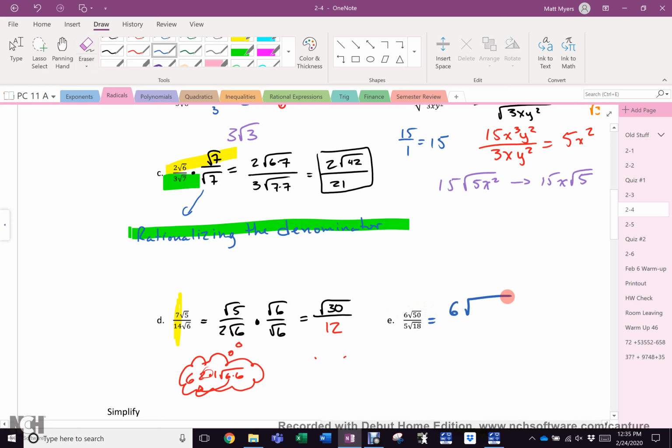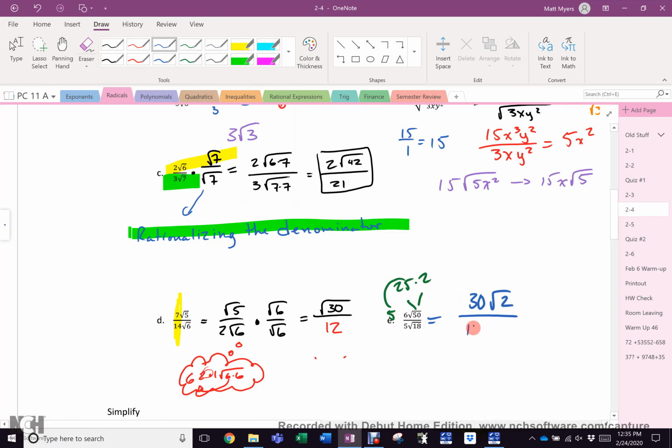6 root what? Oh, sorry. You should be able to do this in your head by now, ladies and gentlemen. 30 root 2. Why? Because that is 25 times 2. The square root of 25 is 5. 5 times 6 is 30. Over what? 15 root 2, correct?